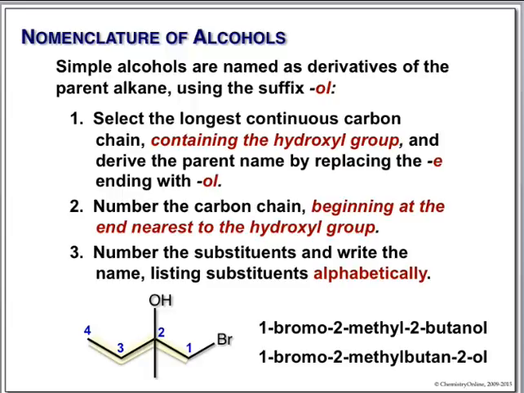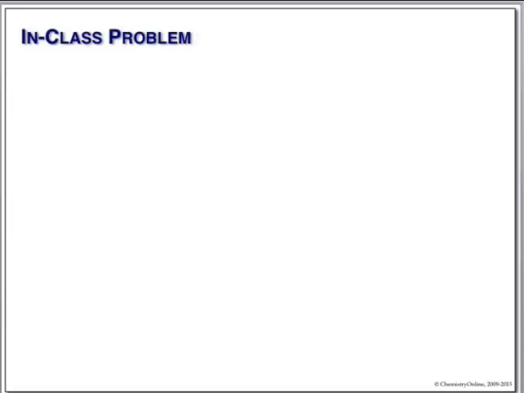We could call this 1-bromo-2-methyl-2-butanol. Remember, you can also move the 2 down to the functional group at the end and call this a butan-2-ol. Both of these are acceptable to IUPAC. This is actually preferred these days, but both are acceptable. Any questions? Let's just do some quick examples.